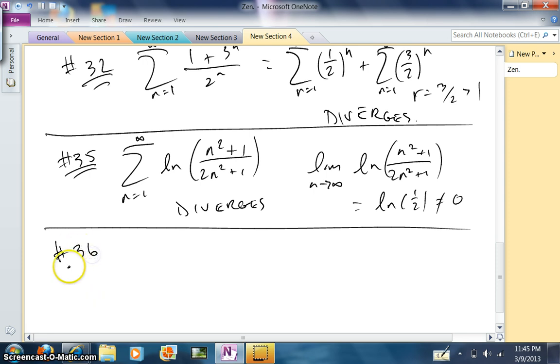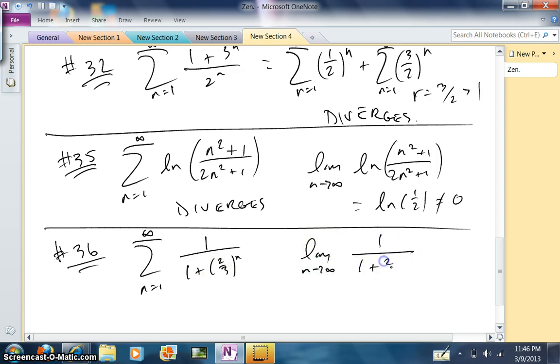Number 36, n equals 1 to infinity, 1 over (1 plus (2/3)^n). Okay, so here, again, let's just take the limit. That's the first thing you should always do when you investigate these things. You have no hope of convergence unless this limit goes to 0. So let's start with that. Limit as n goes to infinity of 1 over (1 plus (2/3)^n). Now, as n goes to infinity, this (2/3)^n goes to 0. So that equals 1, which is not equal to 0, and so this diverges by the divergence test.